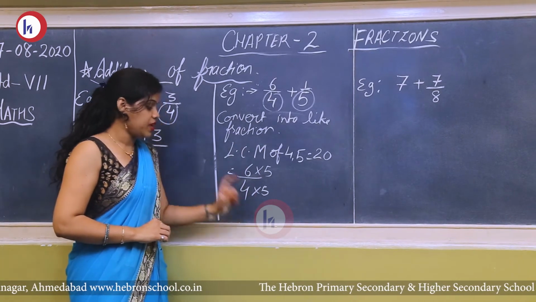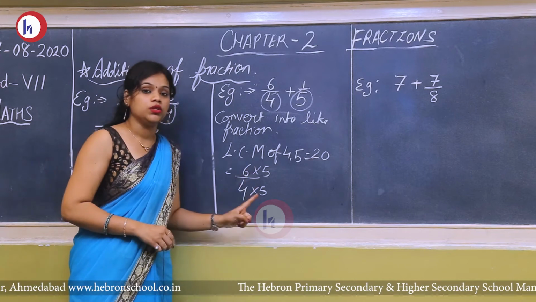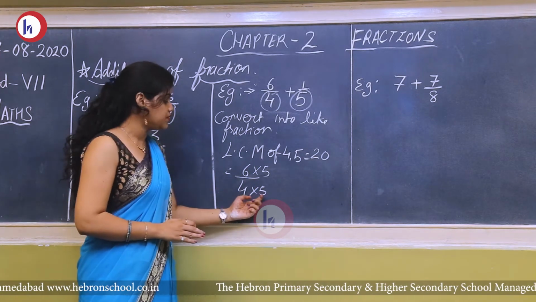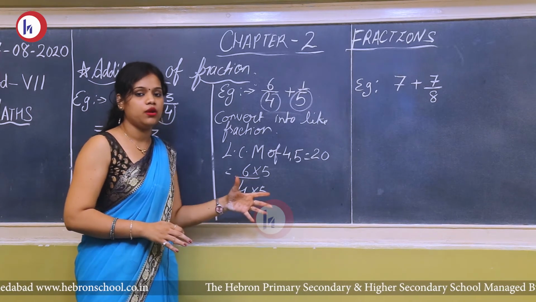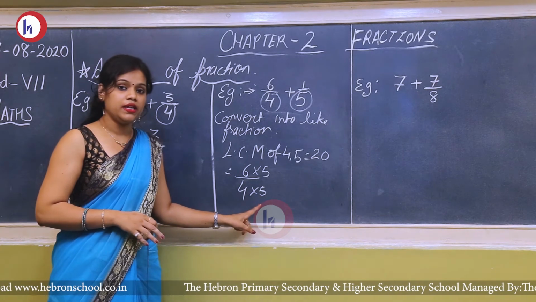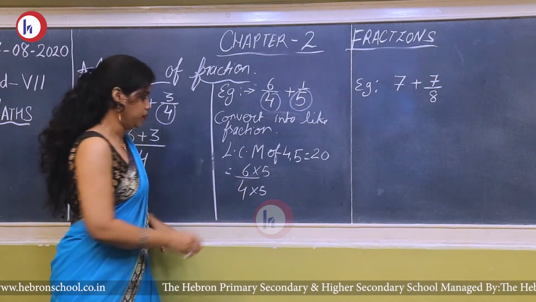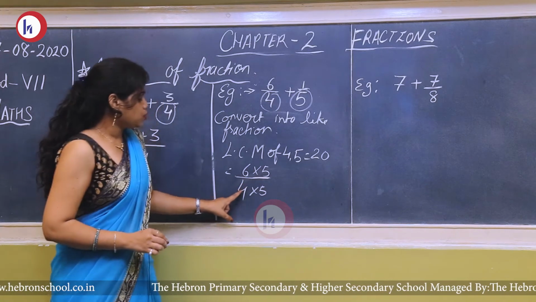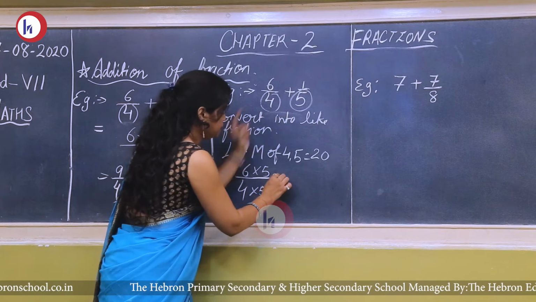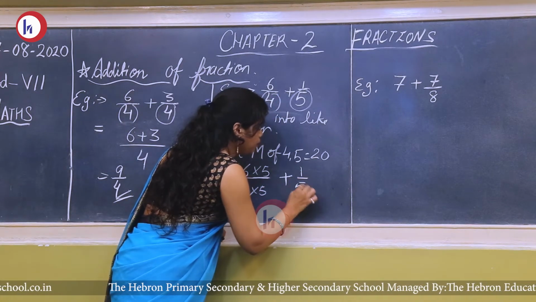In fractions, when you are multiplying by any number, you have to multiply both the numerator and the denominator. You can't multiply this 5 only with the denominator and find the answer. That will be wrong. Keep this in mind. Whenever you multiply or divide anything, you have to do it with both the numerator and the denominator. So 4 multiplied by 5, then 6 also multiplied by 5. The addition in between stays as it is.